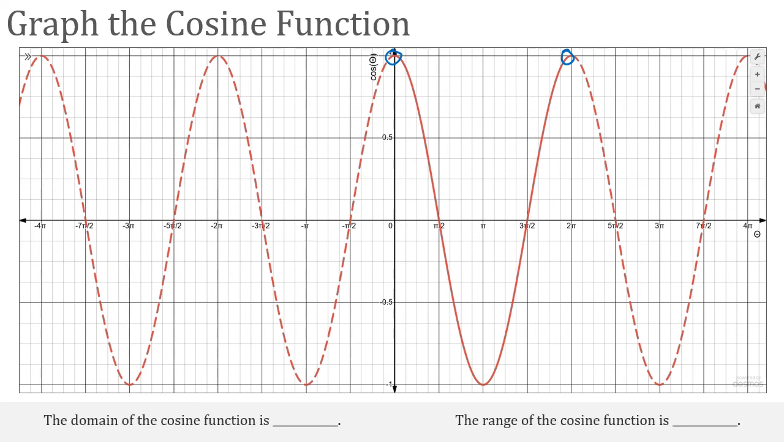The domain of this cosine function is also going to be from negative infinity to positive infinity. Even though we only see it from negative 4 pi to positive 4 pi, we know that we could just keep on adding to that to the left and the right. And then the range of the cosine function, we're not seeing anything smaller than -1. We're not seeing anything larger than 1. And of course, it's including those values, and that's why we have the closed brackets.